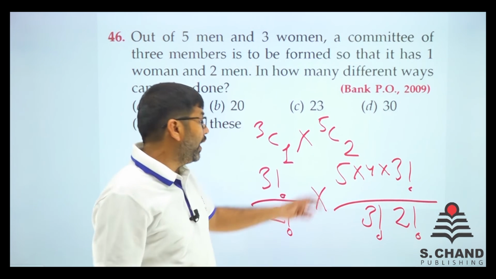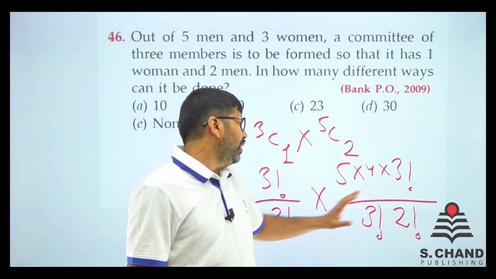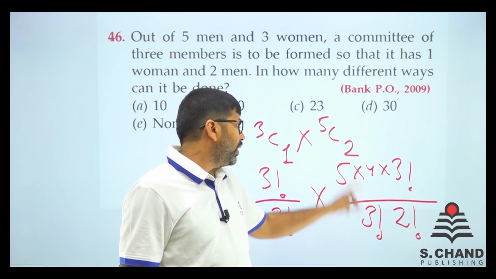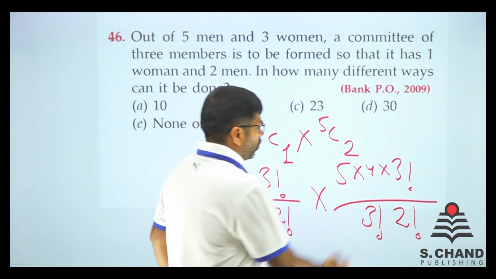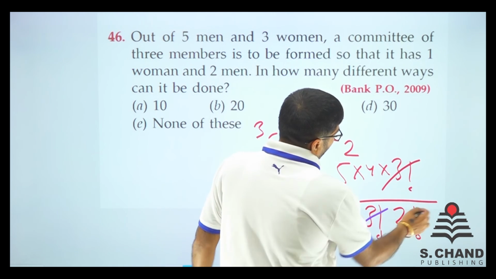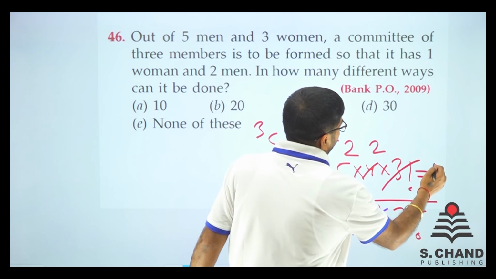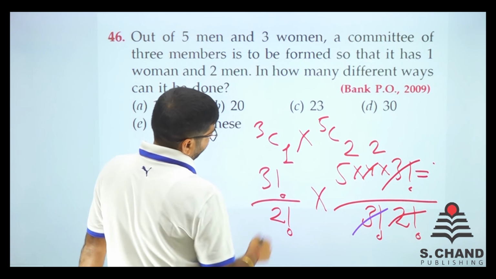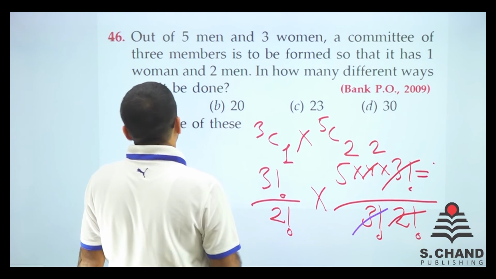Because nC2 is n factorial divided by r factorial into n minus r factorial. So 3 gets cancelled out here, 2 here. So here it is like 10, then only 3 here. So 10 into 3 is 30.